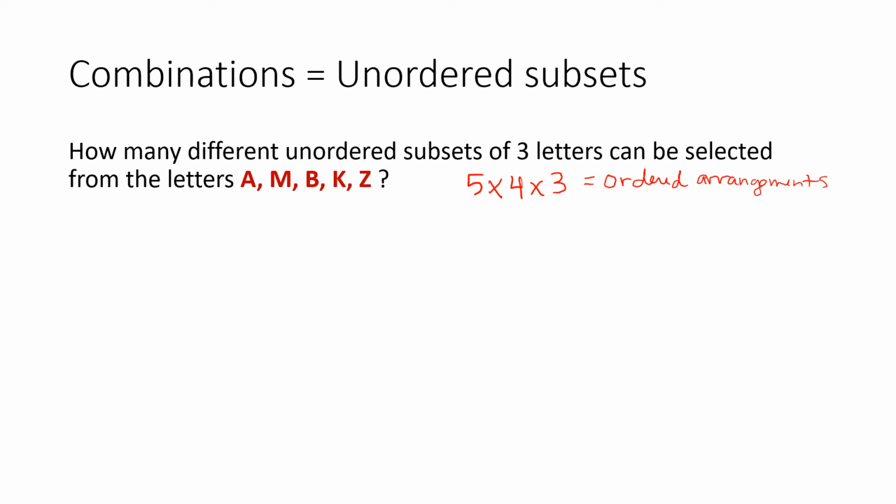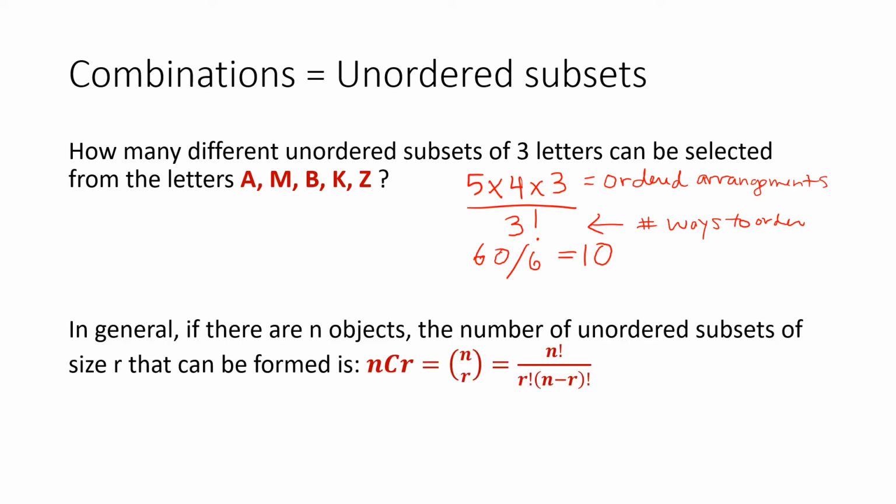But how many ways could I arrange these in order? Well, I'll have 3 choices for the first one. So there are 3 factorial ways that I could order those 3 letters. And since I don't care about the order, I don't want to count those as different things, so I'm going to divide by 3 factorial. So 5 times 4 times 3 gives me 60, and I'm going to divide that by 3 factorial, which is 6, and it gives me 10 possible unordered subsets.